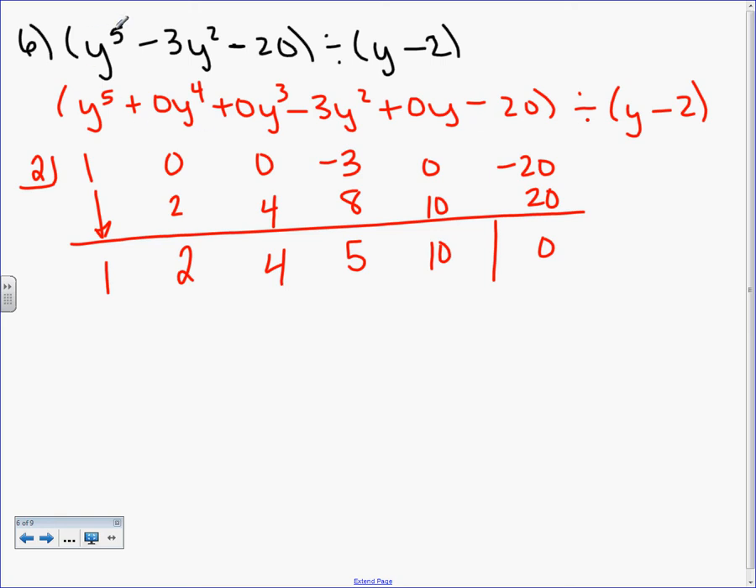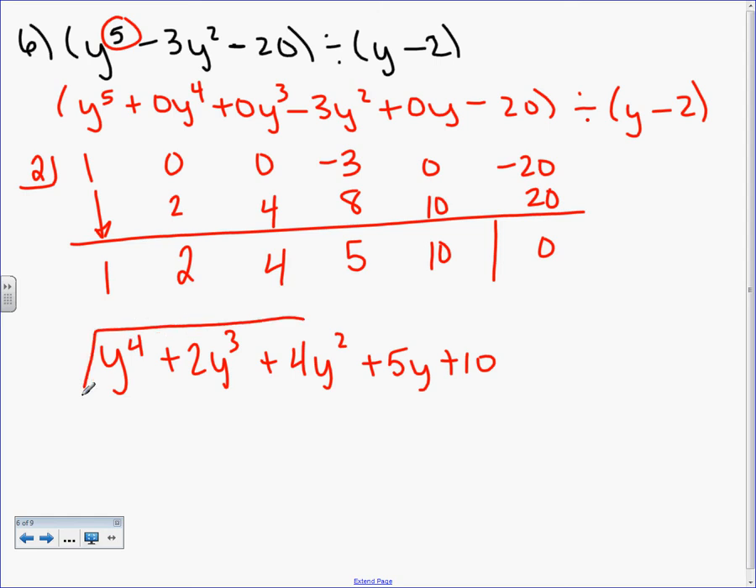Okay. We started with y to the 5, so what is this going to start with? Y to the 4, right? So it's 1y to the 4 plus 2y to the 3 plus 4y to the 2 plus 5y plus 10. Is that okay? That's it. It's your answer.